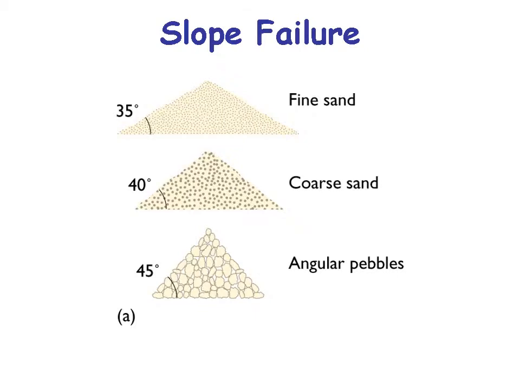The other thing that affects slope is the size of the particles. Fine sand has a 35-degree slope. If you make the sand coarser, you can get a 40-degree slope.